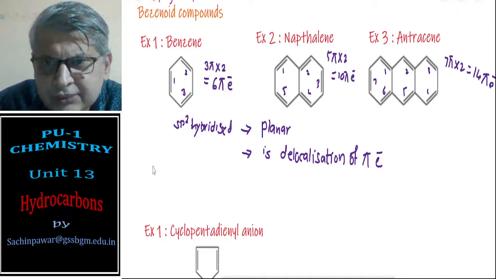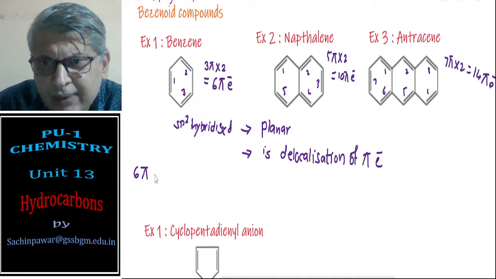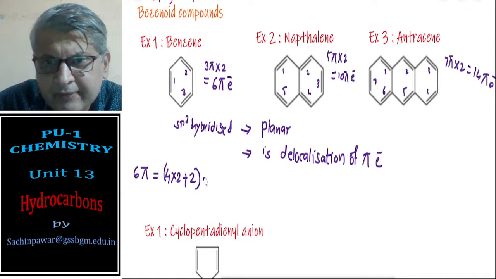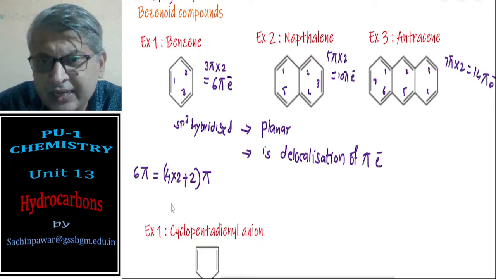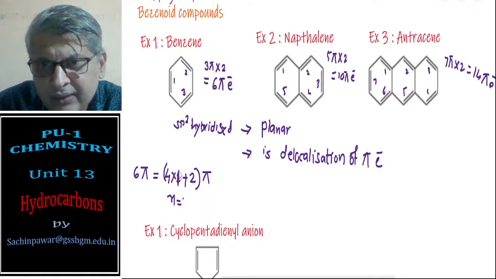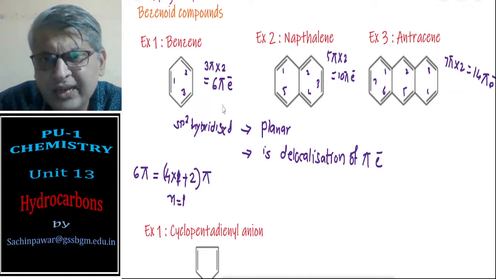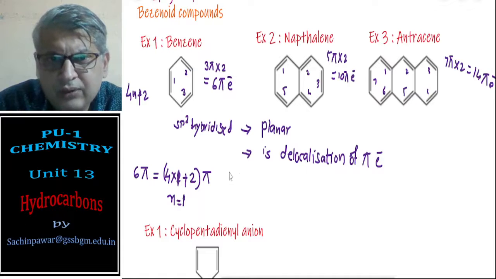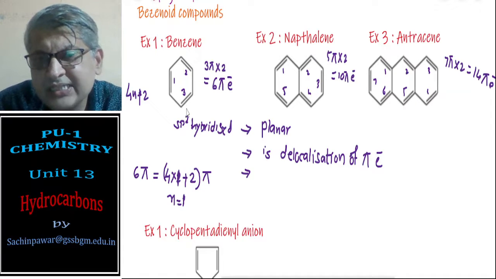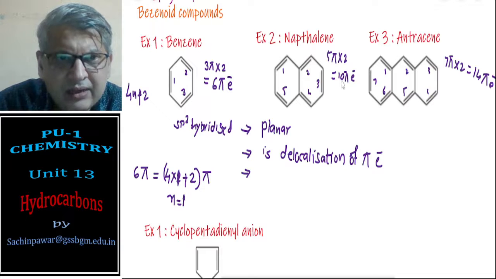Now 6 pi electrons can be written as 4 into 1 plus 2, that is 4 plus 2, which is 6. So n is equal to 1. It fits into the formula 4n plus 2 pi electrons. So benzene is aromatic.